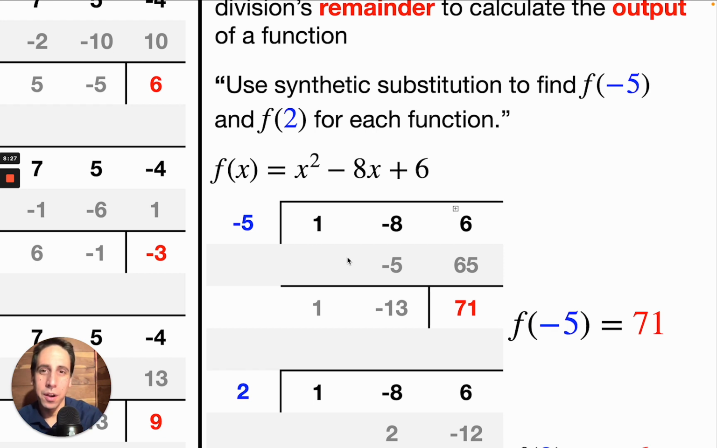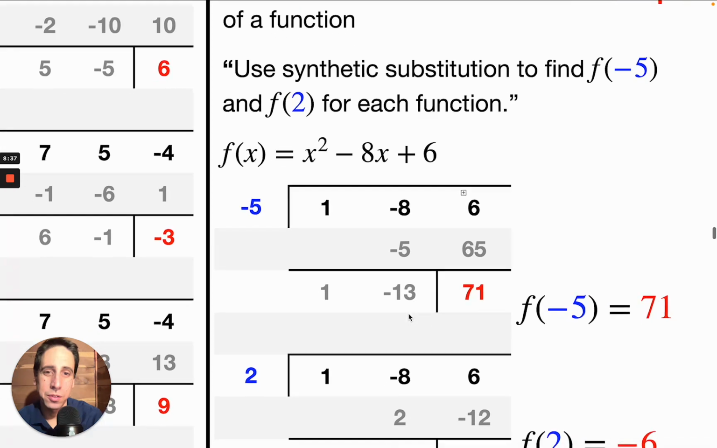Like I could, if I wanted to, put negative 5 in here, square it, and then minus 8 times negative 5, and then add 6. The answer is going to be 71. But maybe synthetic division is easier than substitution.